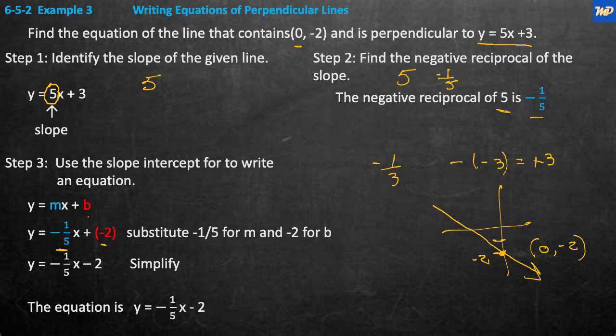Okay, here's where we have to deal with that plus and minus. So simplifying, you get y is equal to -1/5 x minus 2. And that is the equation of our line.